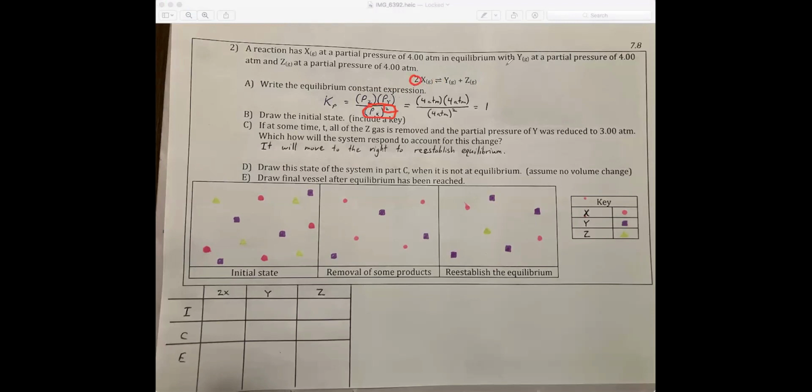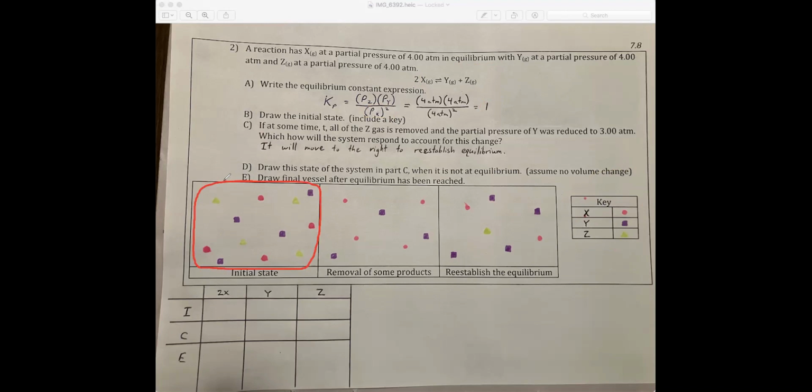And it says that this is already at equilibrium. So we're going to just plug in the values. They're 4 for everything. So 4 times 4 over 4 squared, that turns out to be 1. These are, if you notice, not decimals or anything. They're designed to be that way because we have to do the diagrams. So it says draw the initial state. So here I made something with the key, and I just drew 4 of each thing. 4 purples, 4 pinks, and 4 yellows.